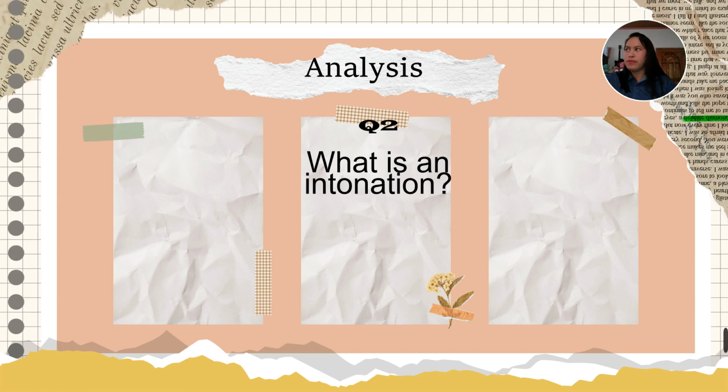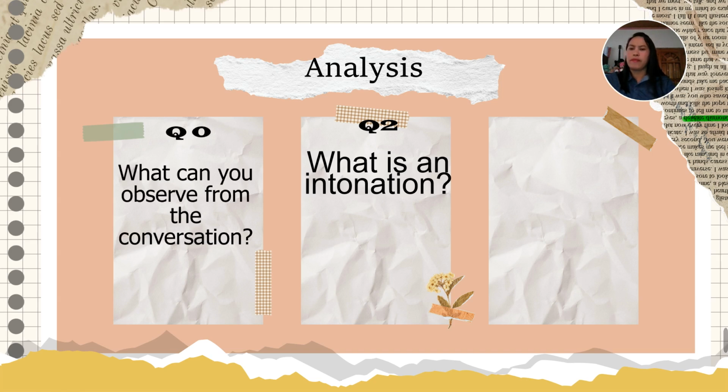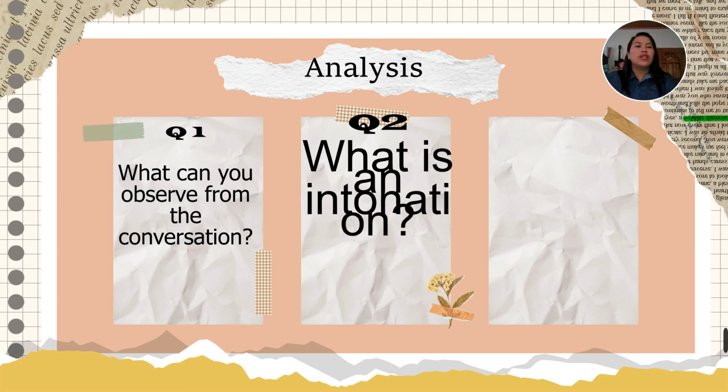Okay, now from the given conversation, what can you observe? Yes, Shane. Of course, very good. In the conversation, there is what? An intonation. Okay, very good. Now, what is intonation? Yes, who wants to volunteer? Yes, Jason. What is intonation? Okay, intonation has the rise and fall of speech.